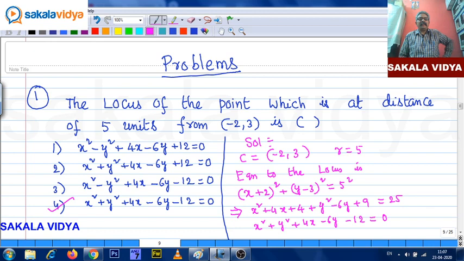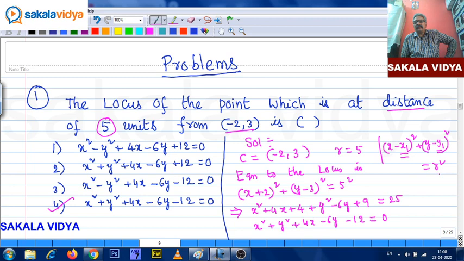That means actually the locus of the point which is at a distance of 5 units from the fixed point minus 2 comma 3: take the fixed point as the center of the circle, the fixed distance is the radius. The equation to the locus is a circle equation. That means we have x minus x1 whole square plus y minus y1 whole square is equal to r square. Substitute x1, y1 and r value, simplify, you will get the answer.